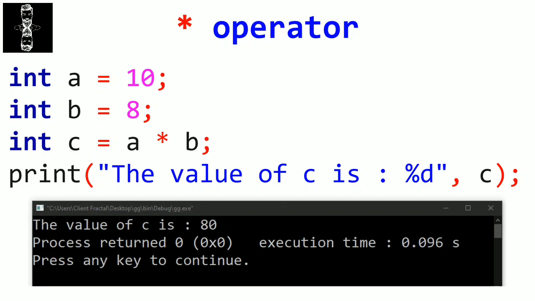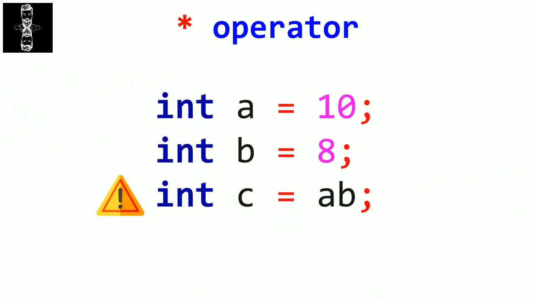But note that you can't do the multiplication by sticking a and b to each other like in maths. Same thing for the point. You can't do a multiplication of 2 variables by putting a point between them like in maths. In C language you have to put the asterisk.